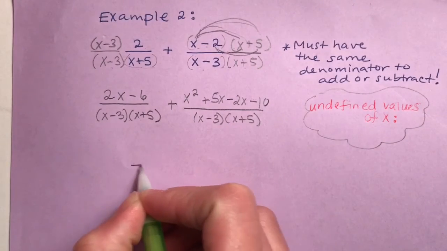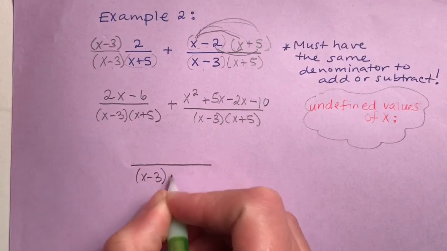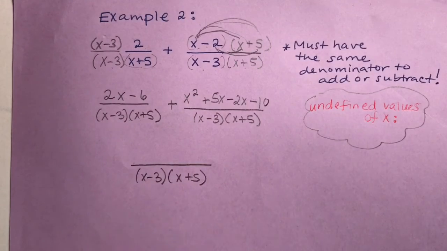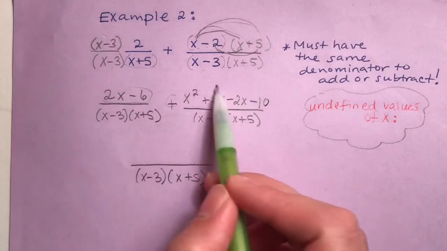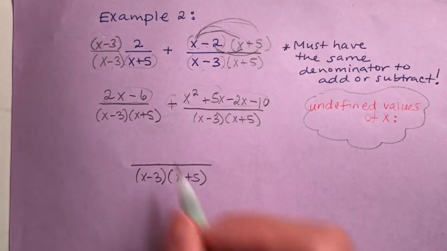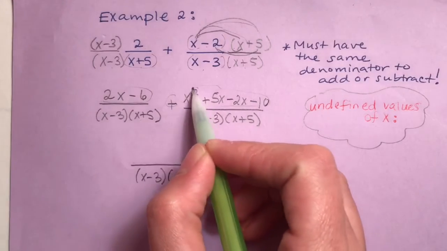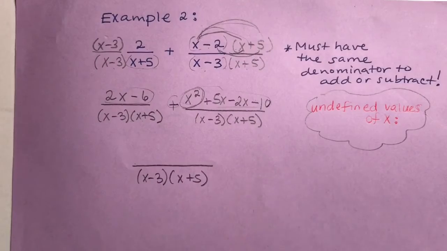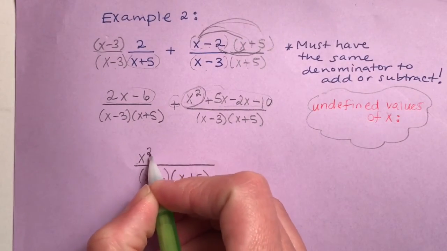I'm going to put my denominator in there first since I already know what it is, x minus 3 times x plus 5. And now I just have to figure out what goes in the top. And I can see, well, this is being added to this one. So I'm going to look for like terms that I can combine. And I can see an x squared term. It's got the highest degree. So I'm going to do that one first. And that's the only one, x squared.